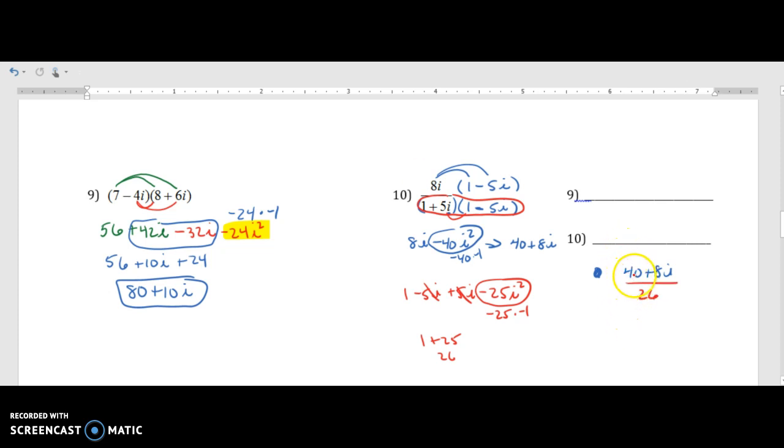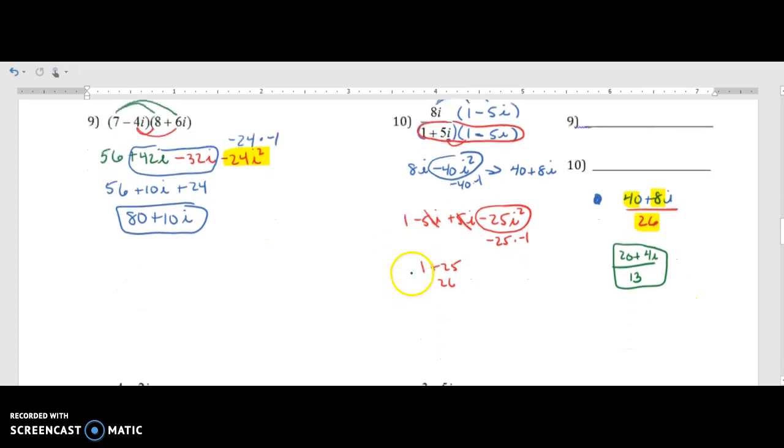Now, if I look at these three terms, if I look at 40, 8, and 26, those all can be divided by a common number, and that common number would be 2. And if I divide everything by 2, 40 divided by 2 is 20, plus 8i divided by 2 is 4i, all over 26 divided by 2 is 13. And this is the best answer that you can give. Okay?